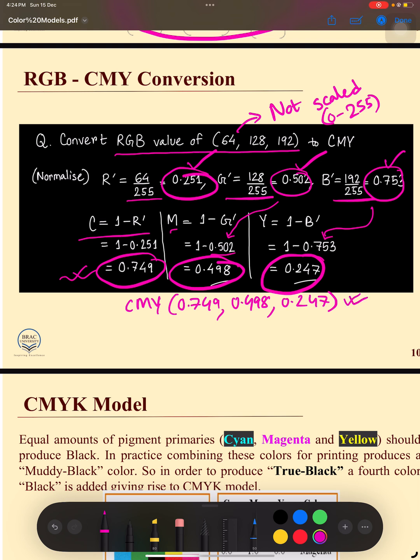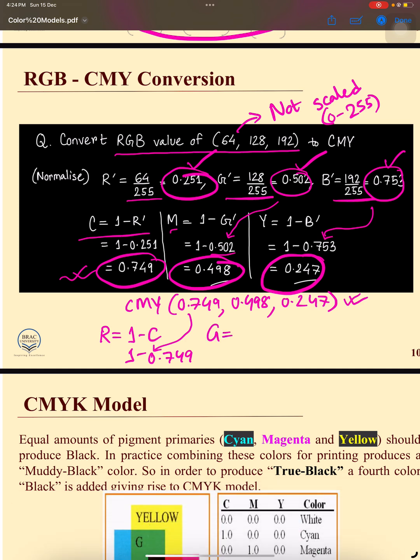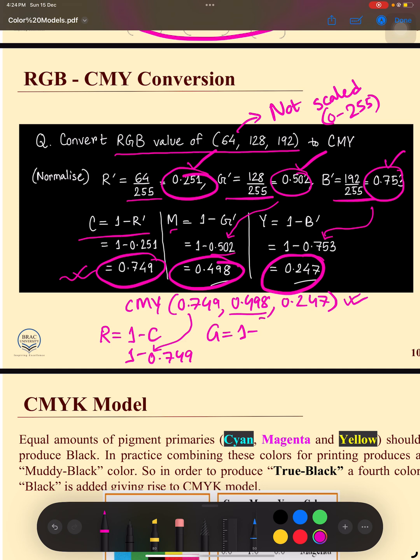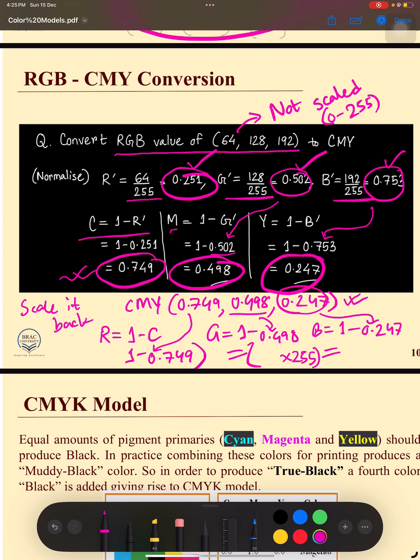Mind you that we can actually go the other way as well. Suppose this was the question given to us and we were asked to convert the CMY to RGB. All we had to do was, R would have been 1 minus C, so 1 minus whatever value we have here, so 0.749. If we were asked to find the green one, it would have been 1 minus M, magenta, which is this value here, so 0.498. And the blue would have been 1 minus yellow, so 1 minus whatever we have here, so 0.247. That would have been our answer. And if at the end of our answer we are asked to scale it back to the 255 zone, we would have had to multiply these answers with 255. And that would have been our final answer.